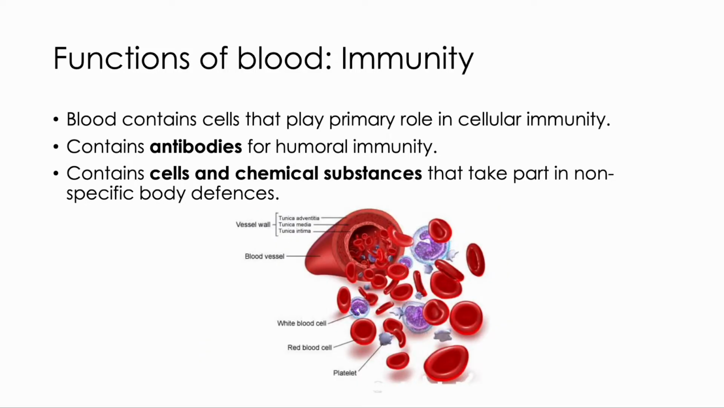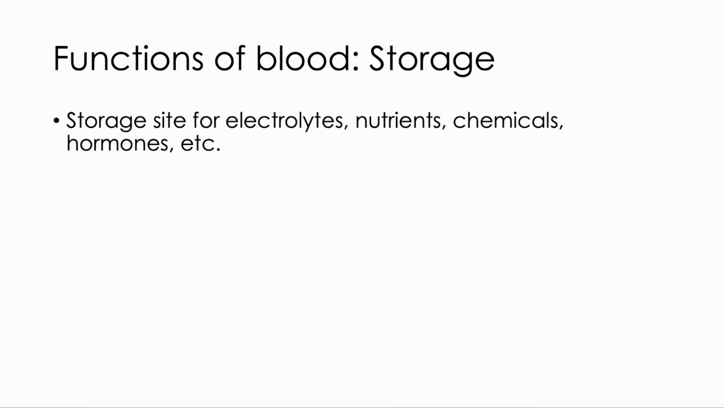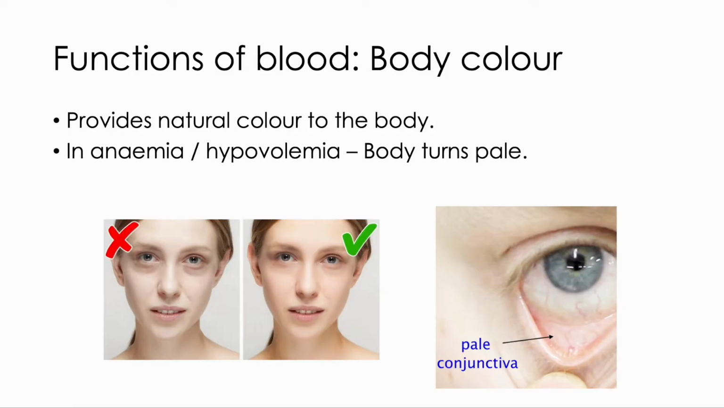The next function is to serve as immunity. We believe that in our blood we have the immune system, which we call the immunoglobulin. Immunoglobulin comes from the blood. It contains antibodies, and it's actually a protein that serves as the immune system. And the rest is storage for nutrients, electrolytes, and hormones.